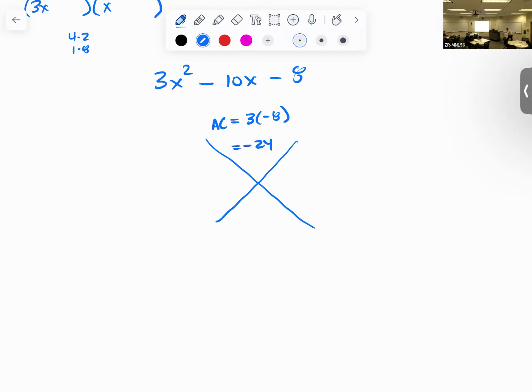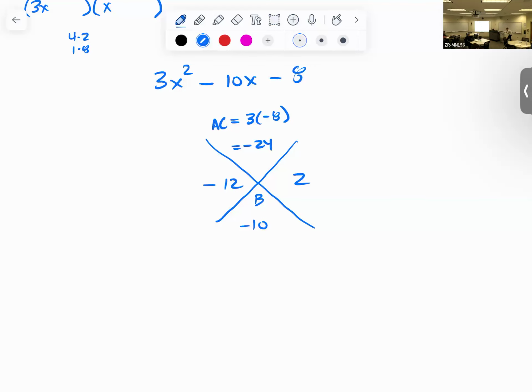The bottom term is still the B term, which is -10. Notice again, I'm just using the numbers. And so this part of the diamond still remains the same. Then I say, what multiplies to -24 and sums to -10? 12 and 2, -12, -2... 12, -2... -12. Oh, okay, thank you. I was having some trouble there. -12, +2.